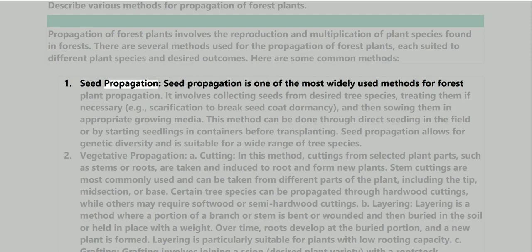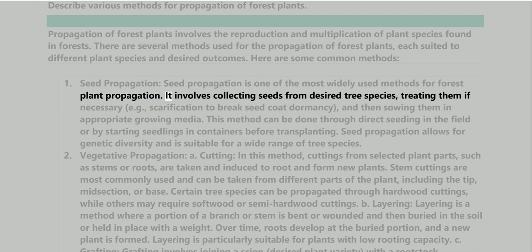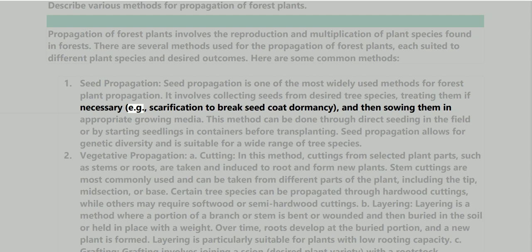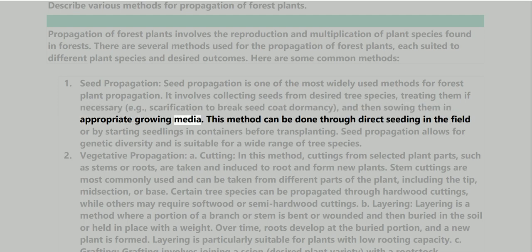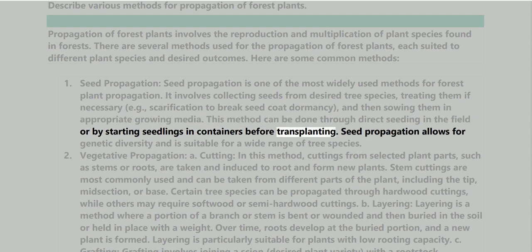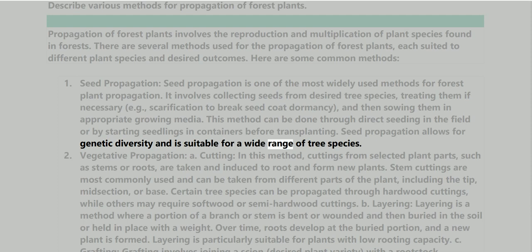1. Seed propagation. Seed propagation is one of the most widely used methods for forest plant propagation. It involves collecting seeds from desired tree species, treating them if necessary, e.g., scarification to break seed coat dormancy, and then sowing them in appropriate growing media. This method can be done through direct seeding in the field or by starting seedlings in containers before transplanting. Seed propagation allows for genetic diversity and is suitable for a wide range of tree species.